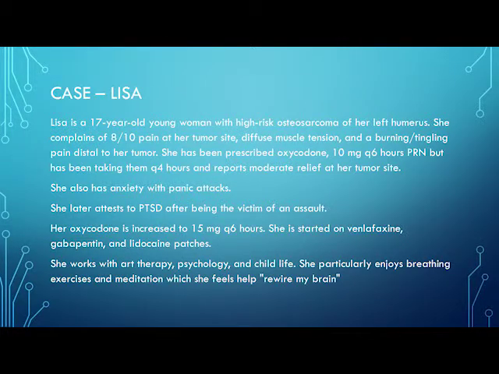So our next patient is Lisa, who's a 17-year-old with high-risk osteosarcoma to her left humerus. Some of you might know the patient this is based on. She complains of 8 out of 10 pain at her tumor site, diffuse muscle tension, and burning, tingling pain distal to her tumor site. She has been prescribed oxycodone 10 milligrams Q6 PRN, but has actually been taking them every 4 hours, and says she has moderate relief at this. So how would you guys want to approach this?